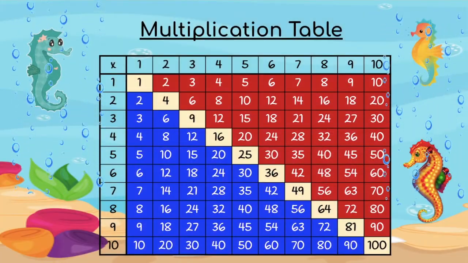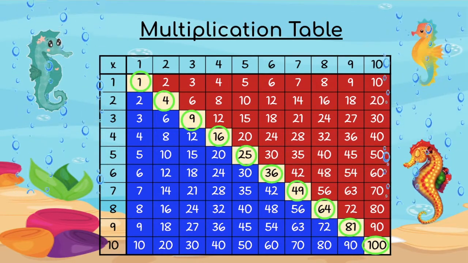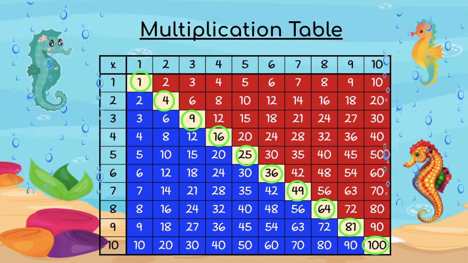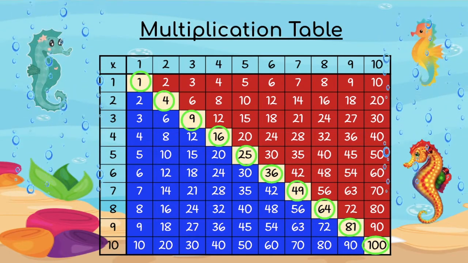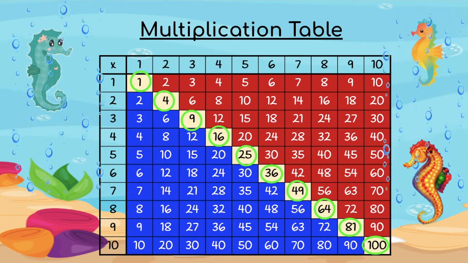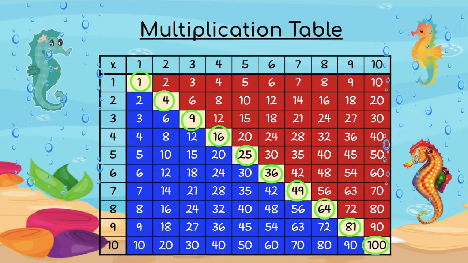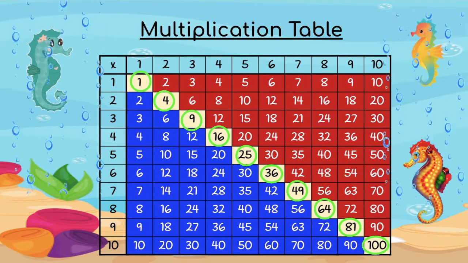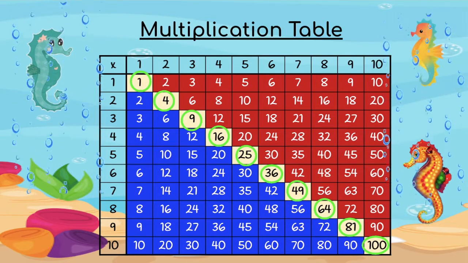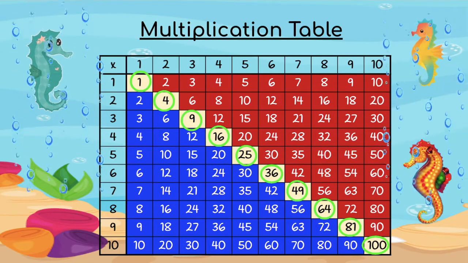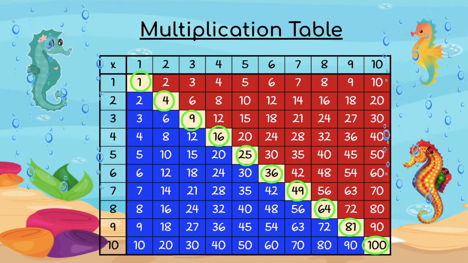But how about the numbers in the yellow boxes? Those, learners, are the numbers that we call perfect squares. What does perfect square mean? Perfect squares are numbers that multiply to itself. For example, 1 times 1 is equal to 1. 2 times 2 is equal to 4. 3 times 3 is equal to 9. So on and so forth.